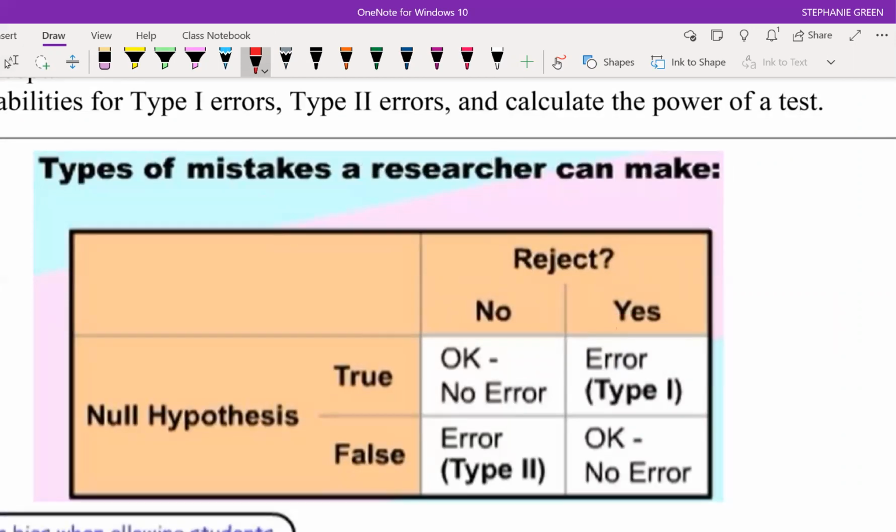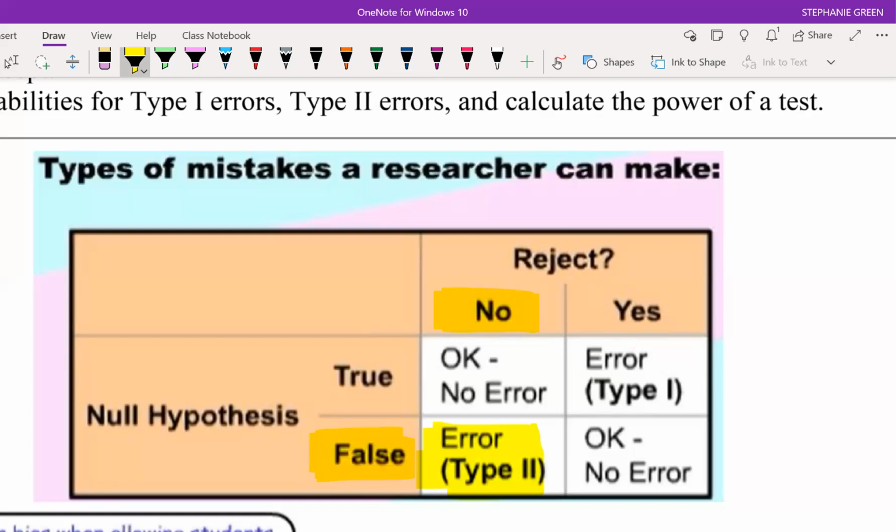So if I reject the null hypothesis, meaning I say the null hypothesis is false, when really the null hypothesis is true, that means that I've made an error. We call that a type 1 error. If I reject my null hypothesis, but my null hypothesis is actually true, then we have made a type 1 error. And the other way, if I don't reject my null hypothesis, and my null hypothesis is false, and I should have rejected it, then we have made a type 2 error.